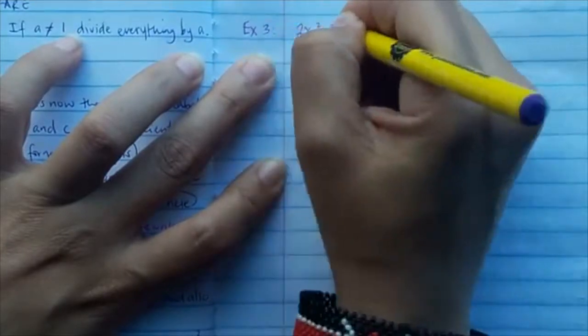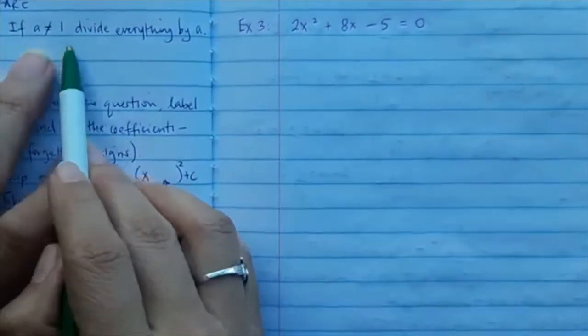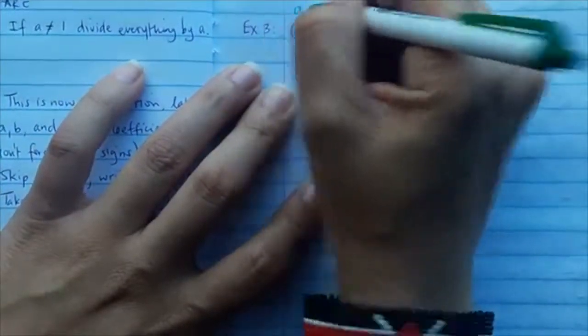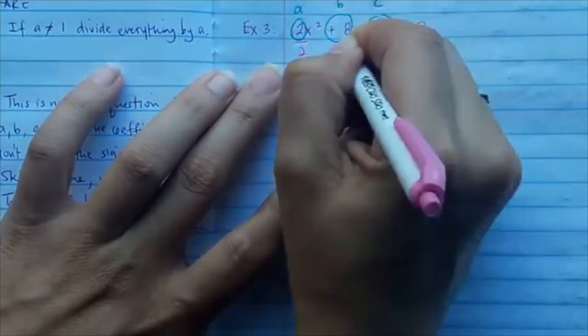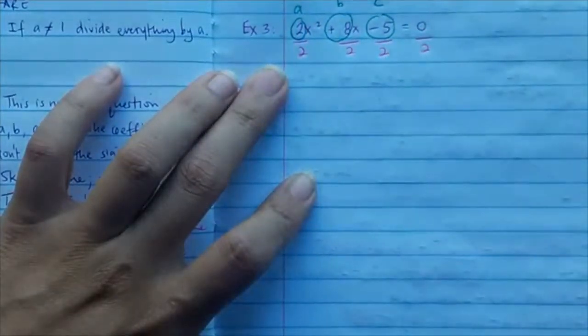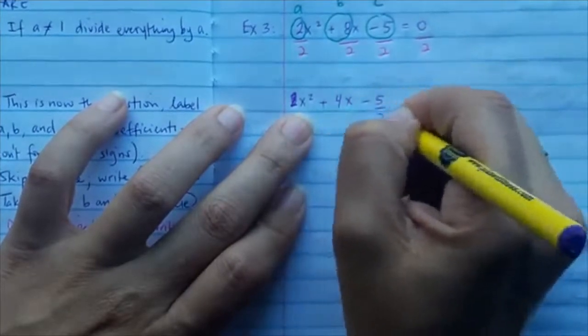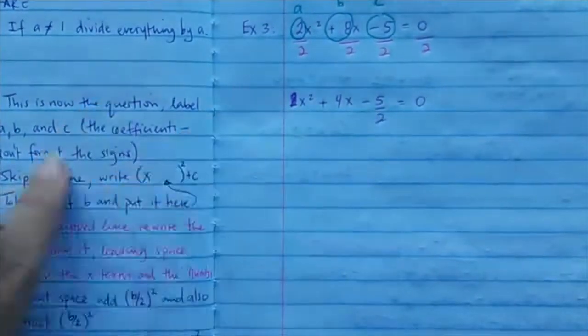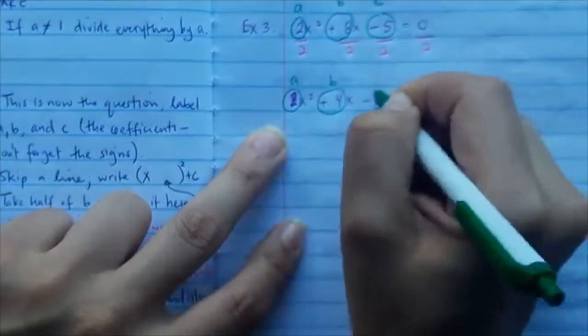Let's take a look at one final example. Again, label A, B, C, D. If A is not equal to 1, divide everything by A. So I do need to divide everything by 2. So my new equation is going to be x squared plus 4x minus 5 over 2 equals 0. Alright, then label A, B, C. So A, B, and C.